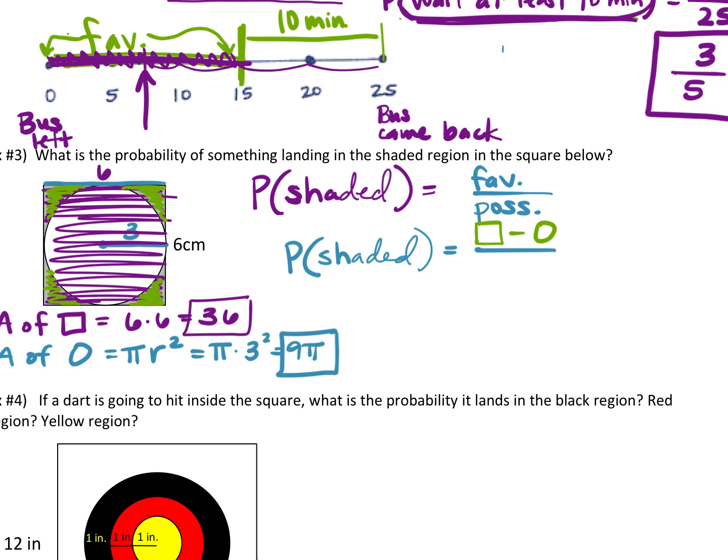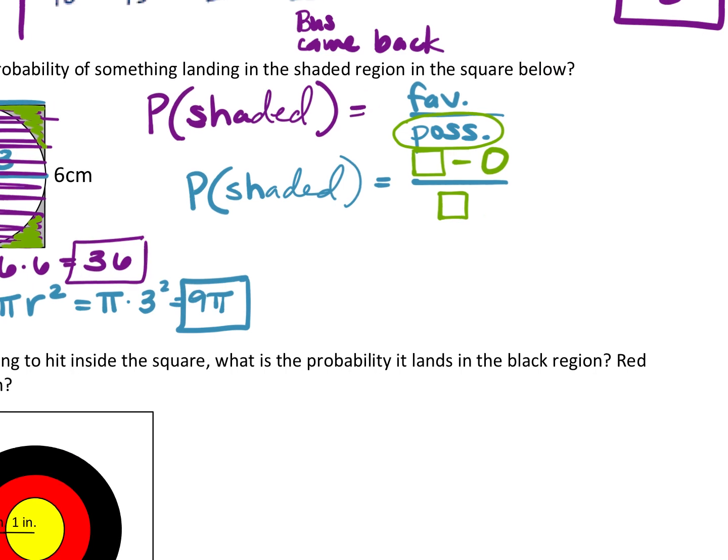What's the total possible area in this picture? If you take the whole figure, you have what shape? A square. So you're going to do the square minus the circle divided by the square. Does that make sense? We'll do another one after this.